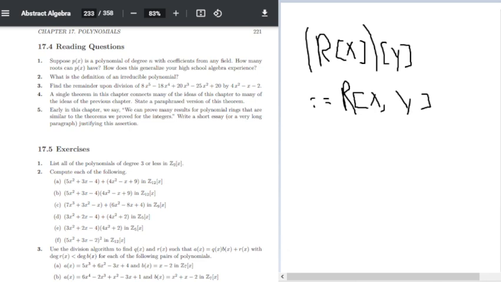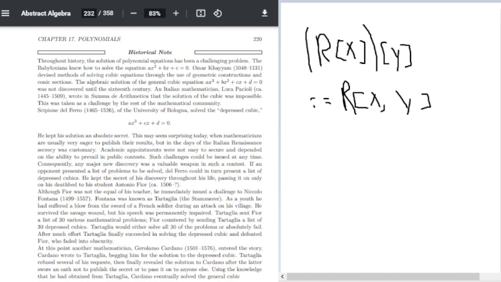So, historical note. Oh, this is fun. Throughout history, the solution of polynomial equations has been a challenging problem. The Babylonians knew how to solve the equation ax squared plus bx plus c equals 0. Omar Khayyam, I hope that's how you pronounce it, devised methods of solving cubic equations through the use of geometric constructions and conic sections. The algebraic solution of the general cubic, ax cubed plus bx squared plus cx plus d equals 0, was not discovered until the 16th century.